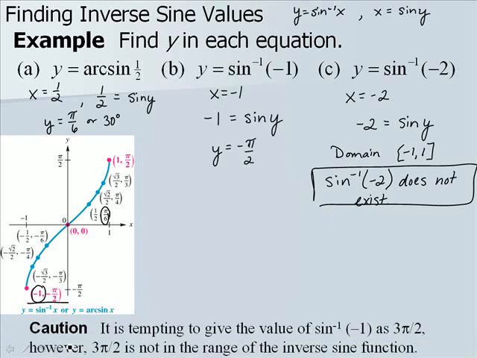One caution, in part B it is tempting to give the value of sine inverse of negative 1 as 3 pi over 2. However, 3 pi over 2 is not in the range of the inverse sine function, so you have to make sure that we use our negative pi over 2 instead.